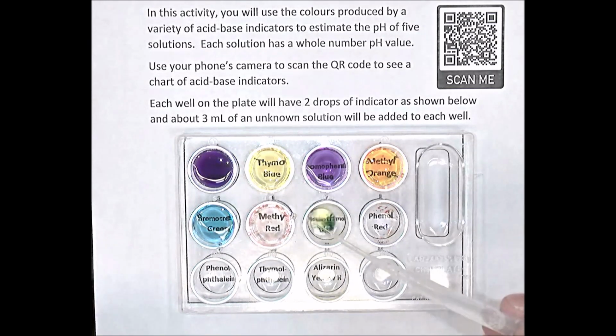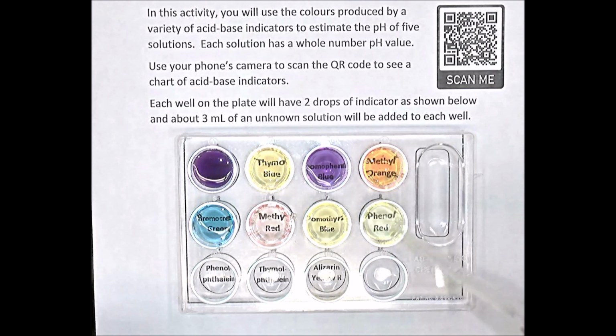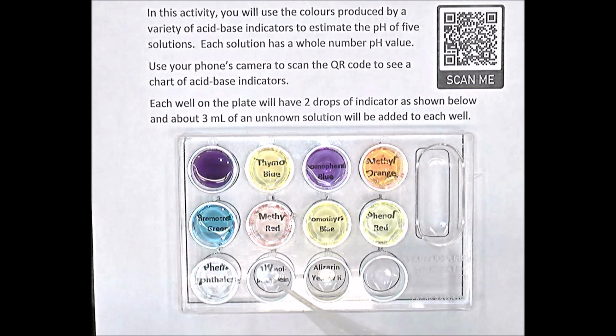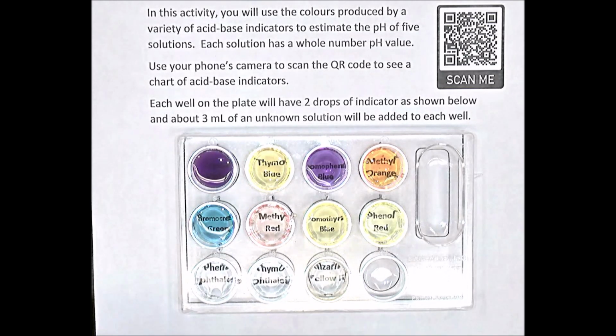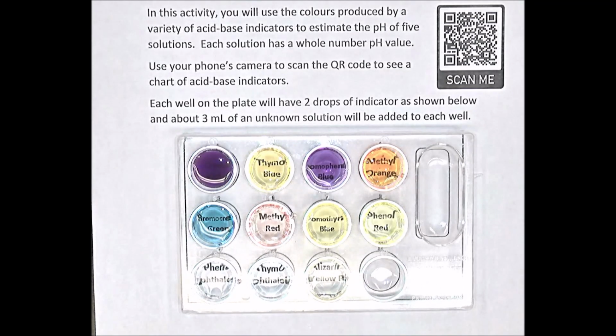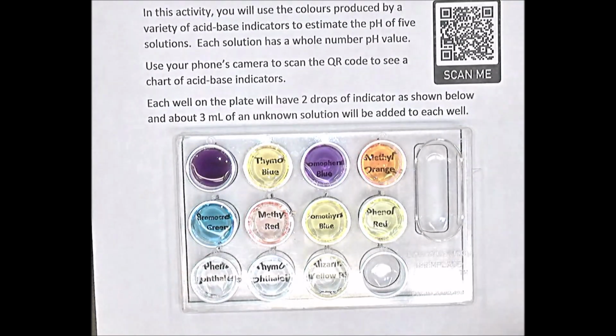the unknown solution. Now, each of the unknown solutions that we're looking at today have whole number pH values. So their pHs are something like 2 or 4 or 8. They're not going to be pH values that are decimals like 8.23. So knowing that these are whole number pHs, can you use the colors that you see in the video to estimate the pH for each solution?